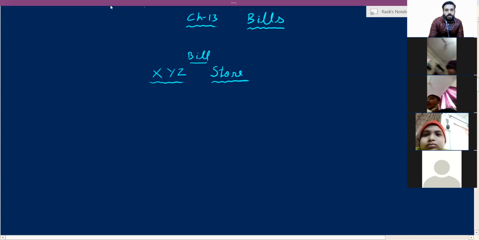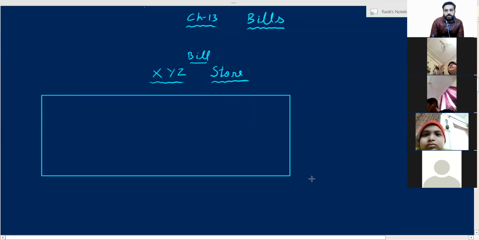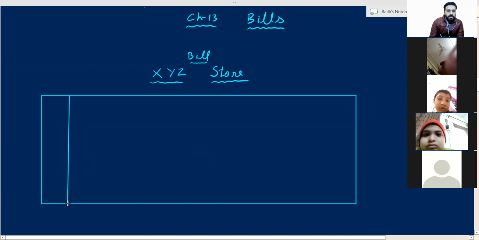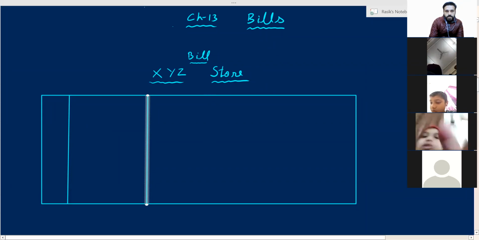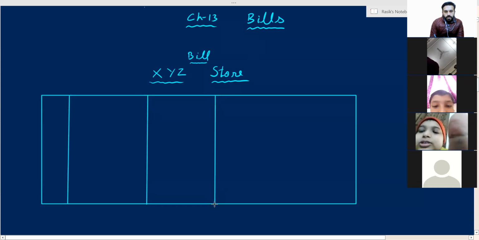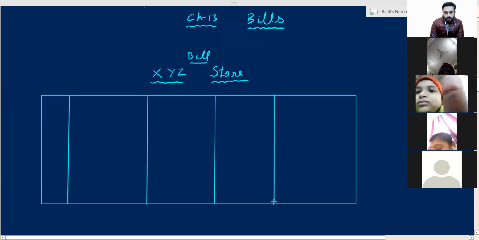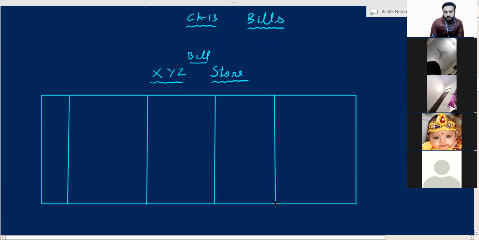I will make a table for it. Suppose I have a stationery store. Do you know what stationery is? What are stationery items? Sir, the things that we use for school, such as colors, pencil, books, bags, pen, eraser. Absolutely right. Drawing sheet. Very intelligent, you all. Colors.